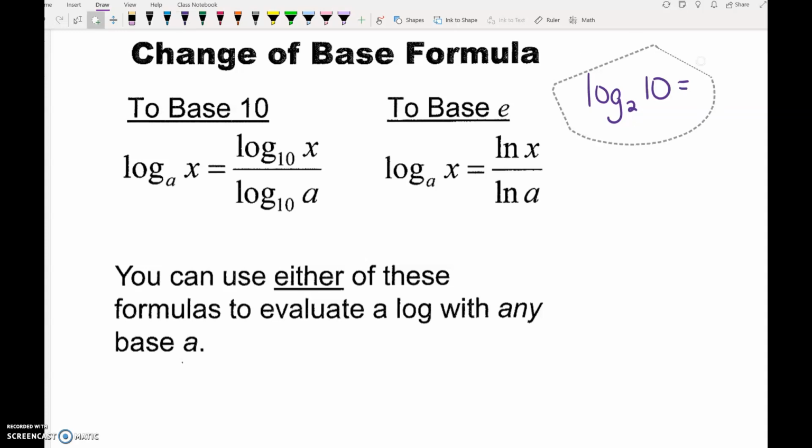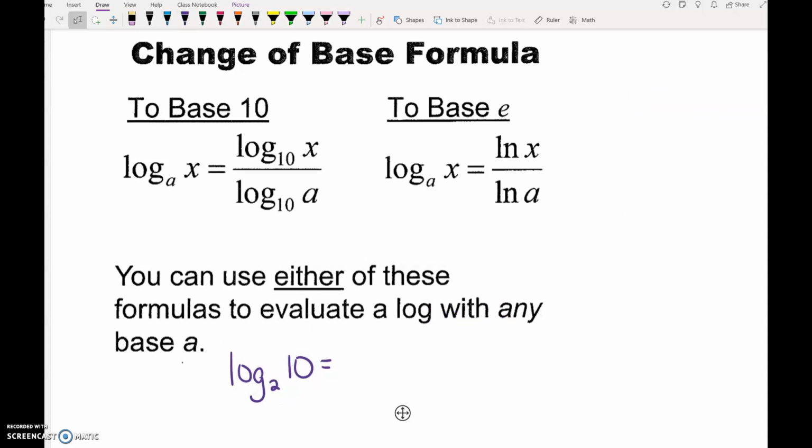So if I want to do log base 2 of 10, using this formula, I would do log button, so log base 10 of 10 divided by log button 2. So I'm going to put some colors on here so you can kind of see what's going on. The base and then the number inside the log. You do log button of the number in the log divided by log button of the base.